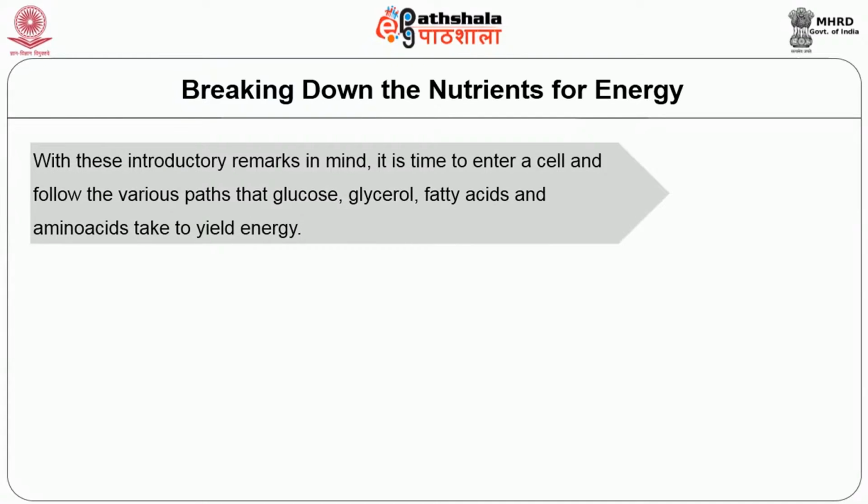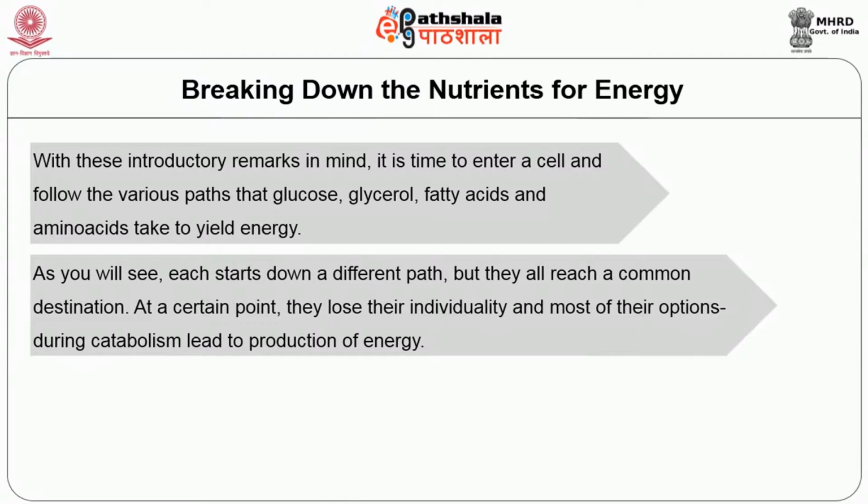With these introductory remarks in mind, it is time to enter the cell and follow the various paths that glucose, glycerol, fatty acids and amino acids take to give energy. As you will see, each starts down a different pathway, but they all reach a common destination. At a certain point, they lose their individuality, and most of their options during catabolism lead to production of energy.